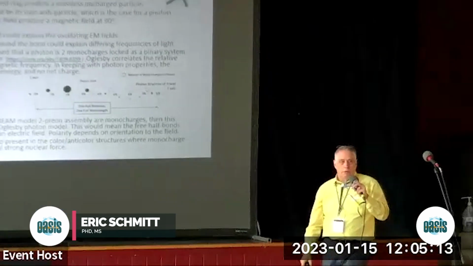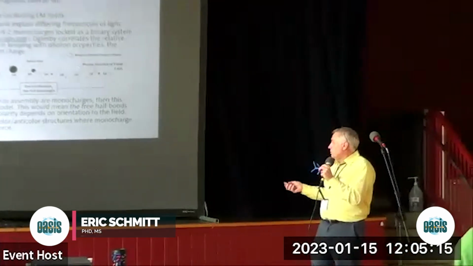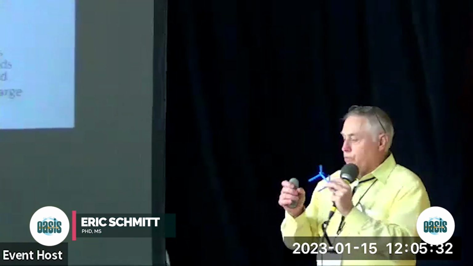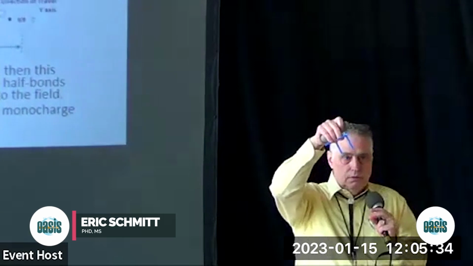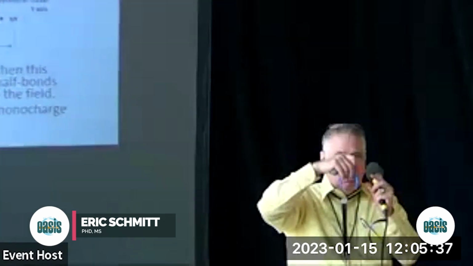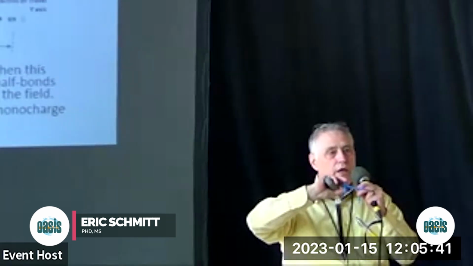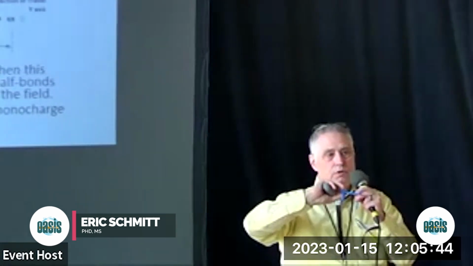Now, there's this model by Oglesby that proposed that a photon is actually two monocharges rotating relative to each other. Remember that if you move a charge, you get an electromagnetic field. And so he came up with this complicated rotation scheme. But if we say that this L-shaped piece is a monocharge, then we've got two monocharges rotating relative to each other. The frequency of light would depend on how fast they're rotating relative to each other, and it would produce an electromagnetic wave.